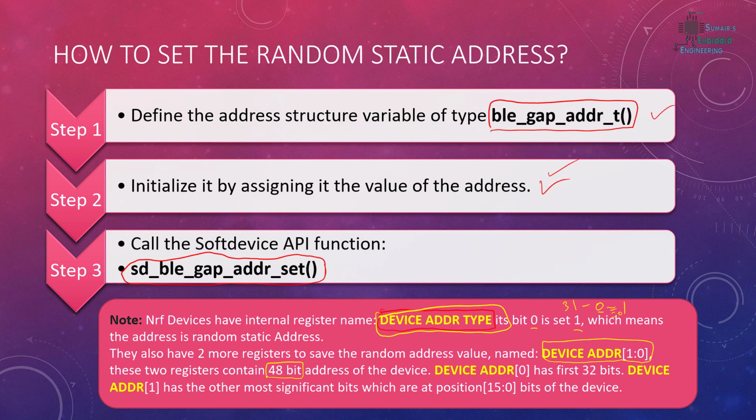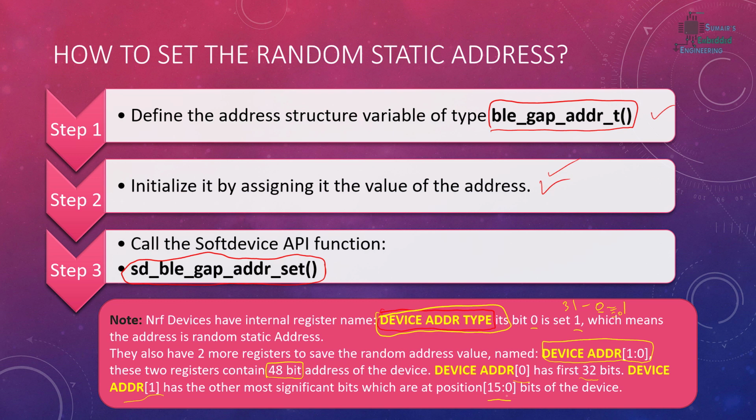So how it's assigned: the address 0 register will have the first 32 bits of the address, and the device address register 1 has the most significant bits, which are at positions 0 to 15 bits of the device. So this was some extra information in our coding.